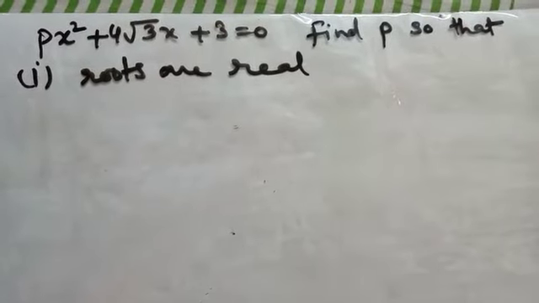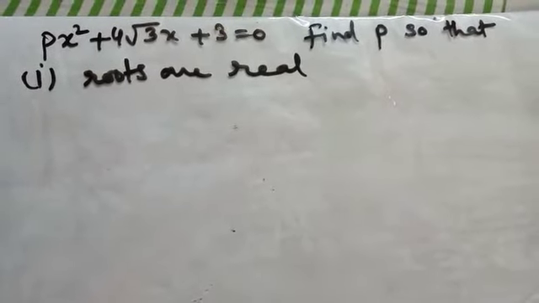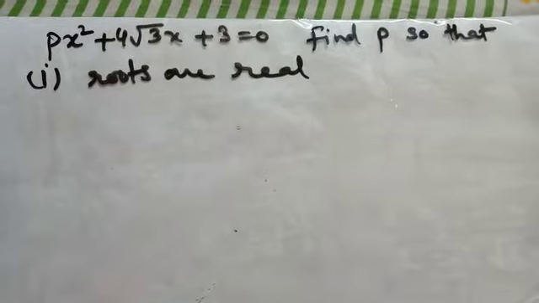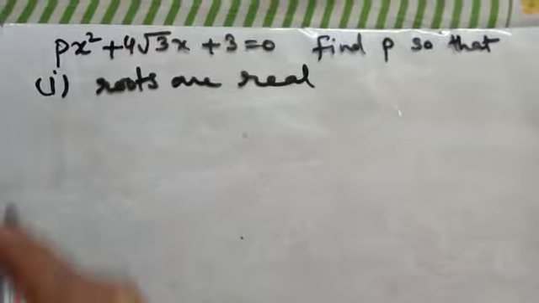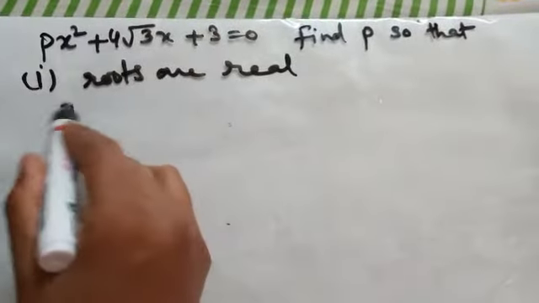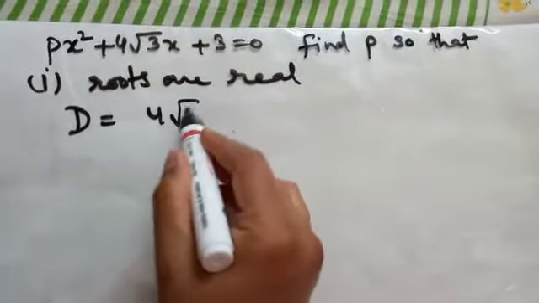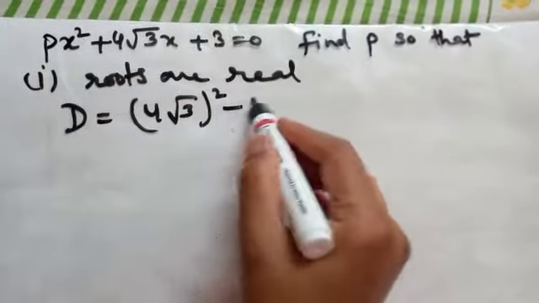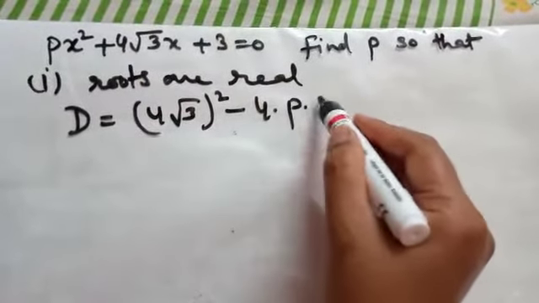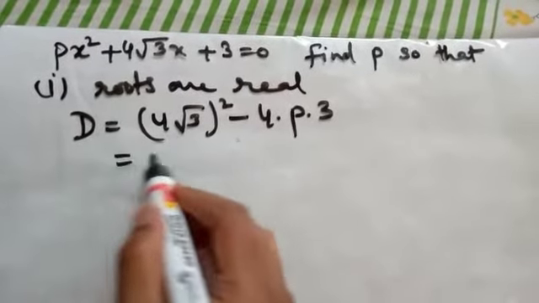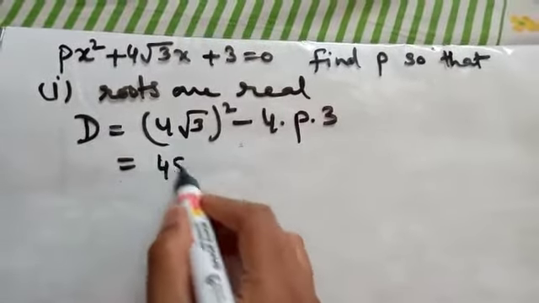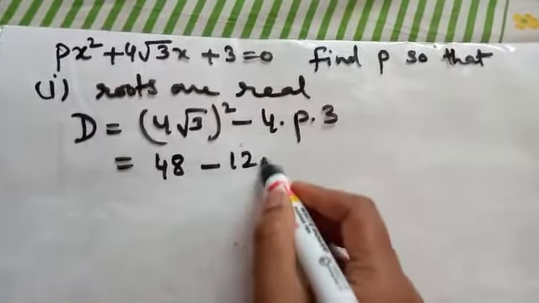Now let us discuss the next question. px square plus 4 root 3x plus 3 is equal to 0, and you have to find the value of p so that the roots are real. Now they are saying roots are real. Again we'll find out the value of d. So what is d? d is equal to 4 root 3 square, b square, minus 4 into p into 3. So we'll just write down the value. So it is 16 3s are 48 minus 4 3s are 12p.